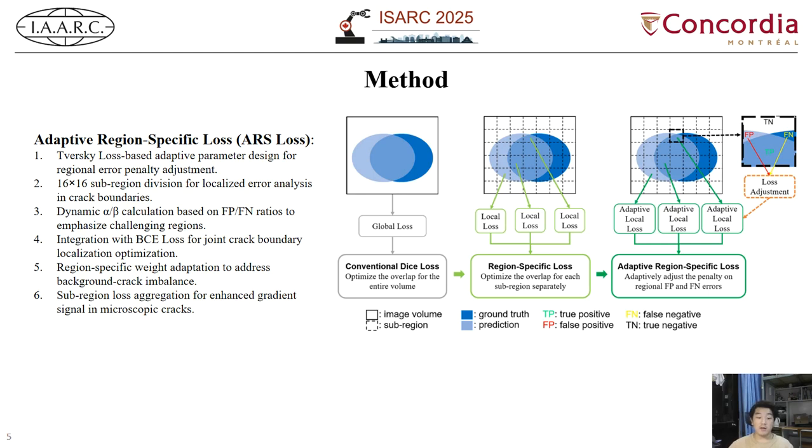Second, our adaptive region-specific loss, ARS loss, which is also a very new loss function in crack detection. It divides images into 256 subregions, calculates false positives and negatives, and adjusts penalties dynamically. This helps the model focus on tricky boundaries, working with standard losses to refine edges.